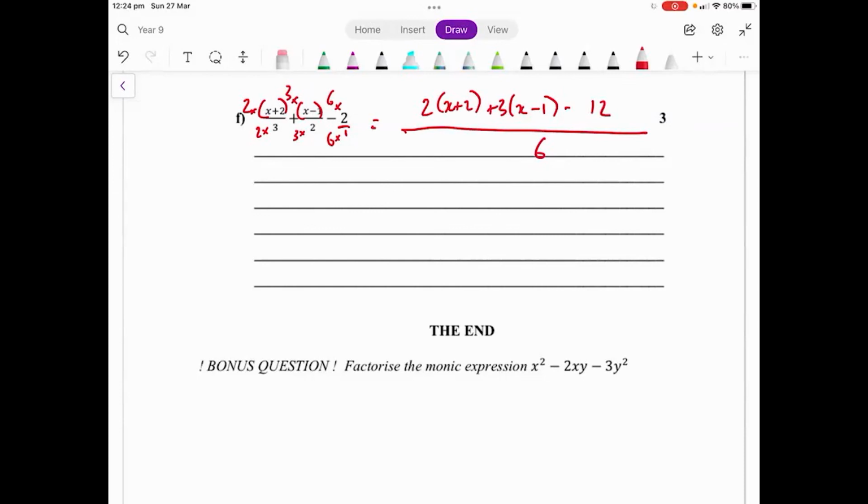So that's 2 brackets x plus 2, then plus 3 brackets x minus 1, and finally minus 12 on its own. Expanding those brackets gets me 2x plus 4 plus 3x minus 3 minus 12 all over 6. Collecting the like terms gets me the final answer of 5x minus 11 all over 6.